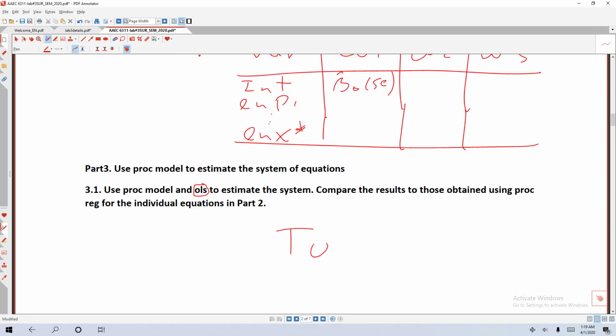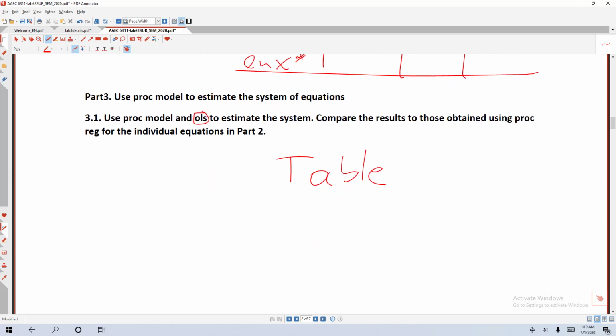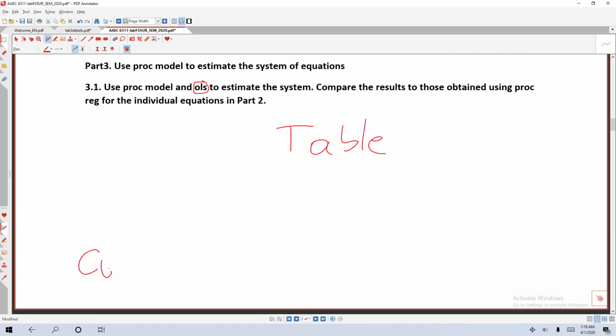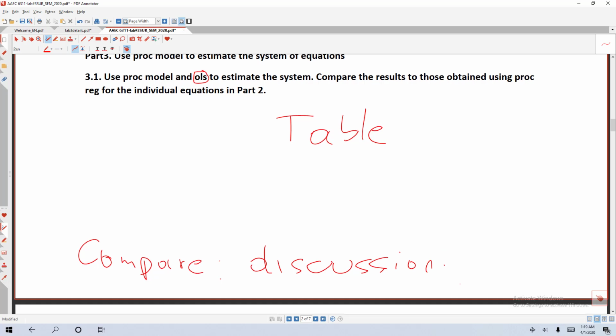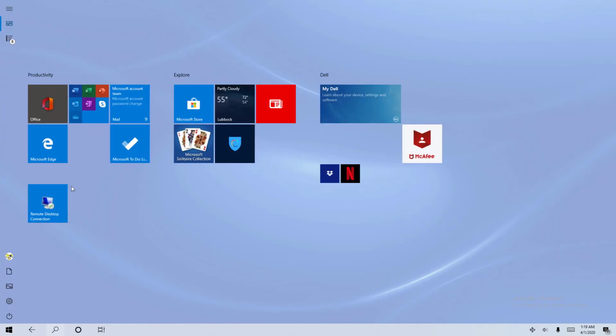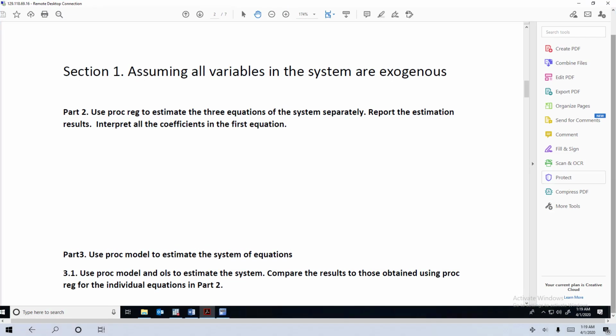So also here, make sure that you include a table. And when I say compare the results, compare them. So discuss, add a little bit of a discussion. Every time that I say compare, add some discussion there. And then use proc model and SUR to estimate the system. Actually, let's do that kind of together. So hopefully you are following it with me.